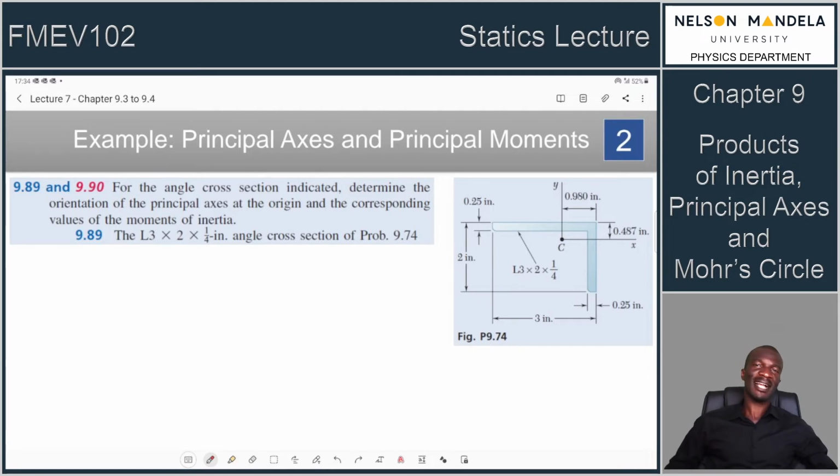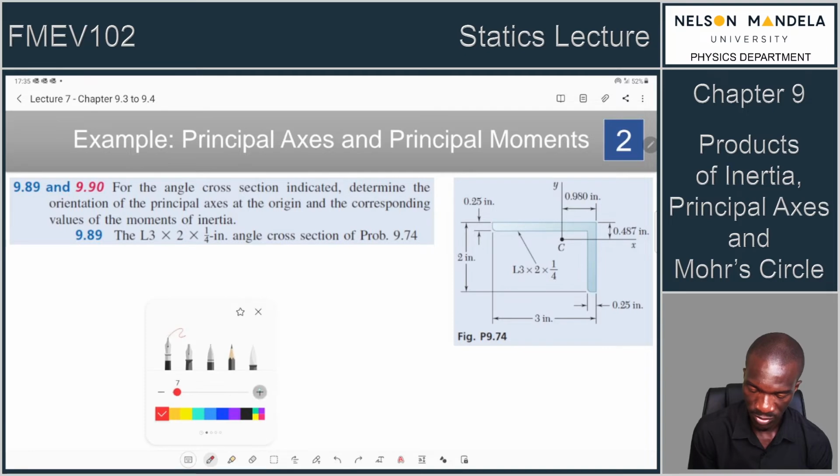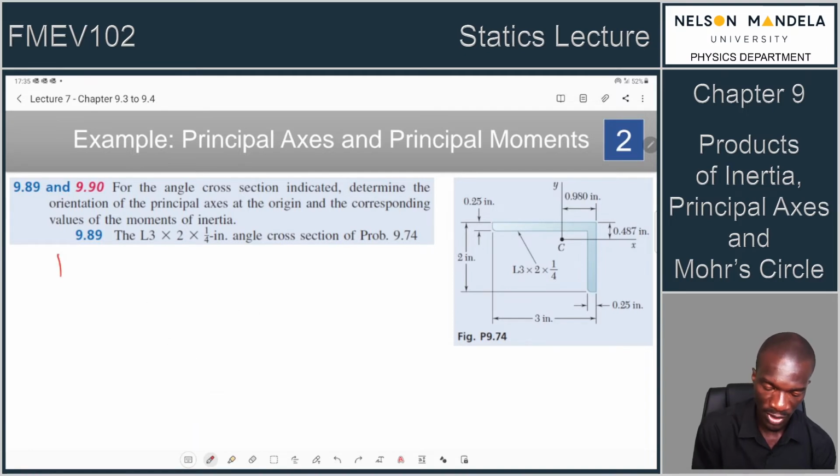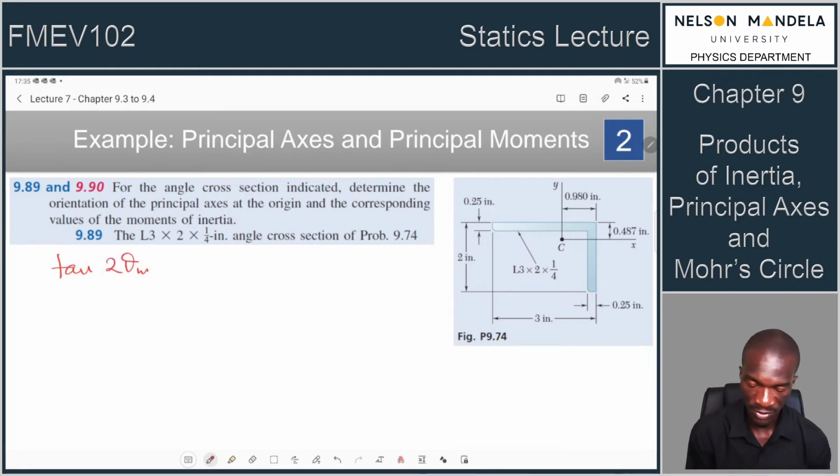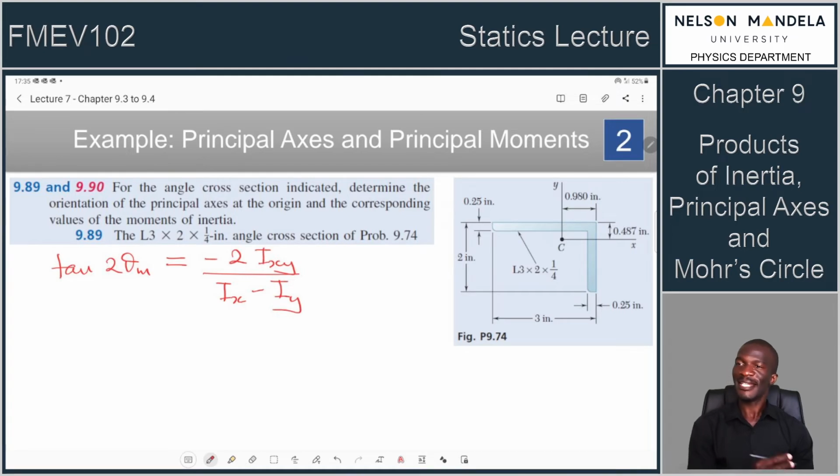We know that the principal axes are found at that tan 2 theta m, isn't it? So all we want is to find the orientation, which are the angles, right? From our equation, we know that tan 2 theta at that maximum or minimum value that we're calculating is equal to minus 2Ixy over Ix minus Iy. That's what we know. Now, how can we find these Ixy and these Ix and Iy?